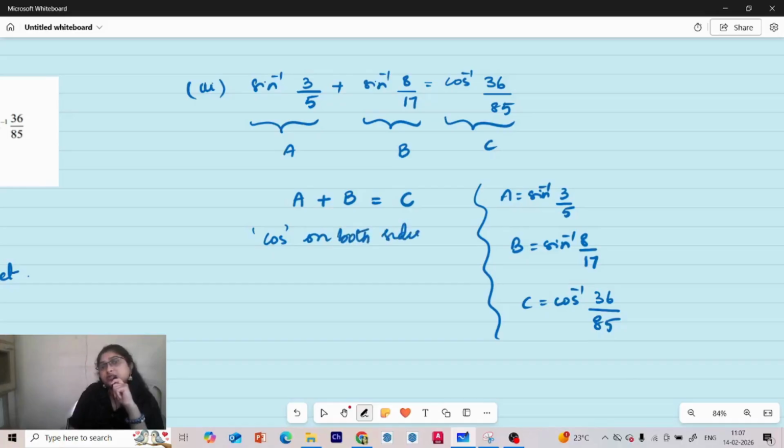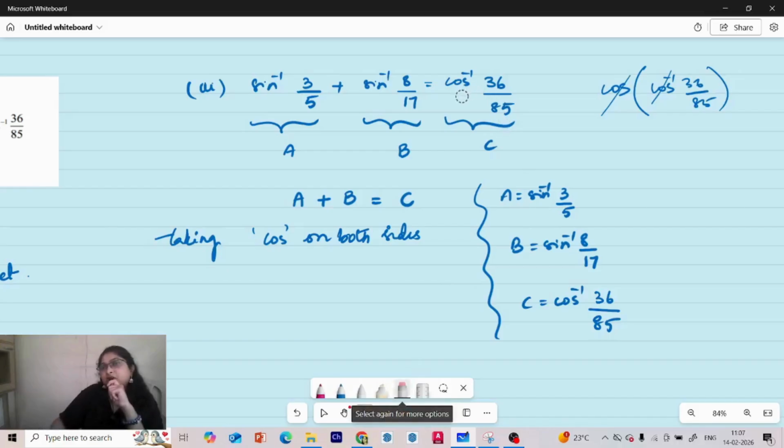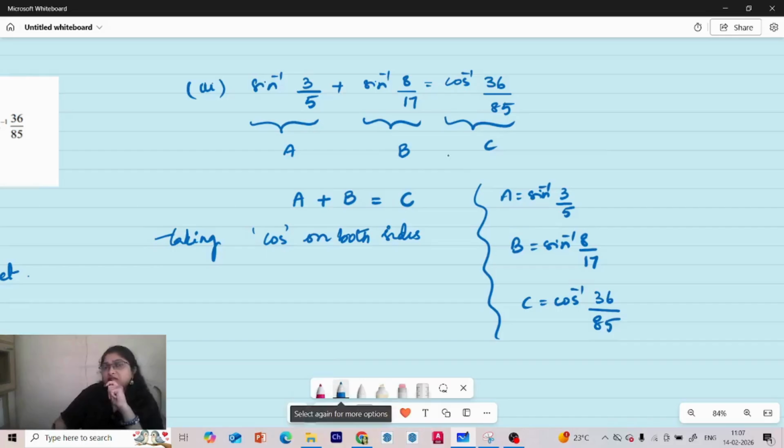Why are we taking cos on both sides? Let's look at the RHS. Suppose it is cos inverse of something, then we will take cos of cos inverse 36 by 85, because then the cos inverse goes away and we are just left with the value. So usually if the right side has cos inverse, you take cos on both sides. If the right side has sin, take sin on both sides; if tan inverse, take tan on both sides. That is the only logic. So we will take cos on both sides.